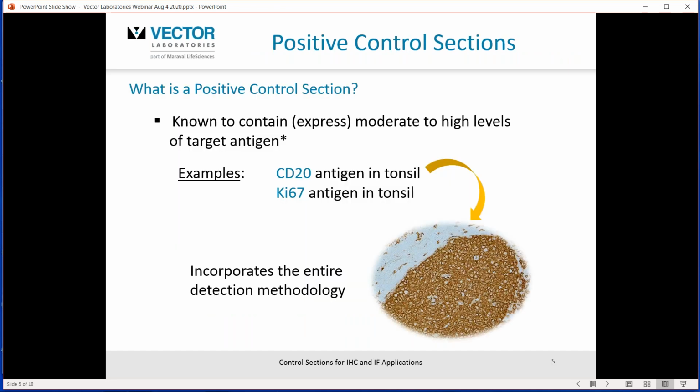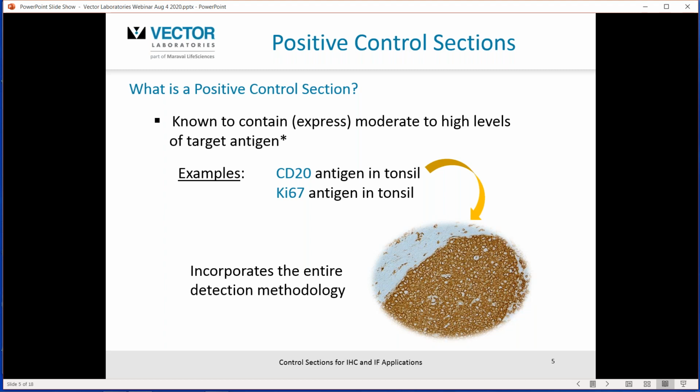Okay, so let's get into positive control sections. What is it I'm talking about when I refer to a positive control section? A section that's known to contain or express a moderate to high level of target antigen. I've got an example here of a B cell marker, CD20, in tonsil. It's showcased by the image here of a nice dark DAB staining where you'd expect it to be. Certainly, this would be an appropriate positive control for this antigen in this tissue.